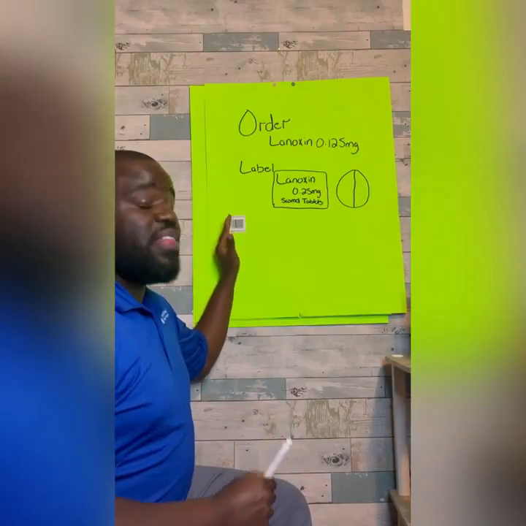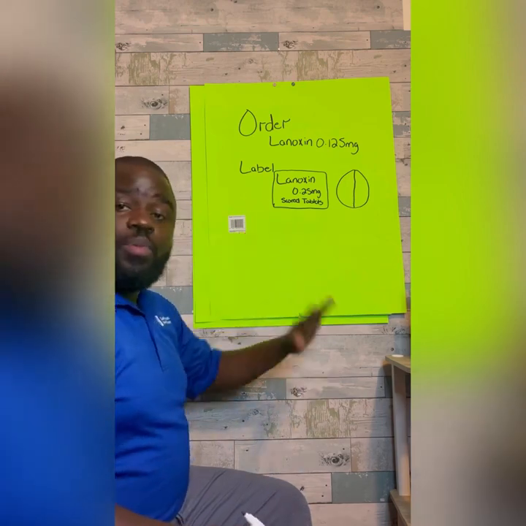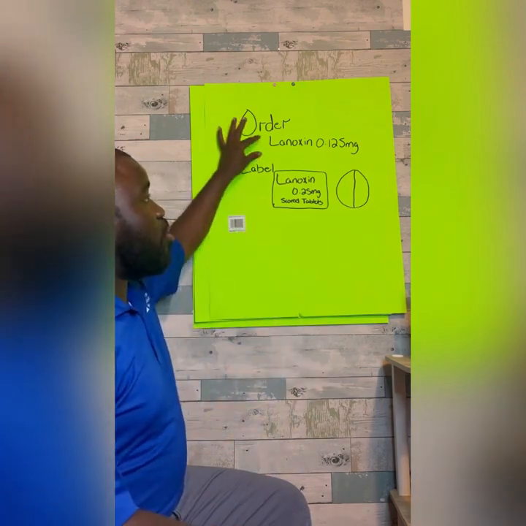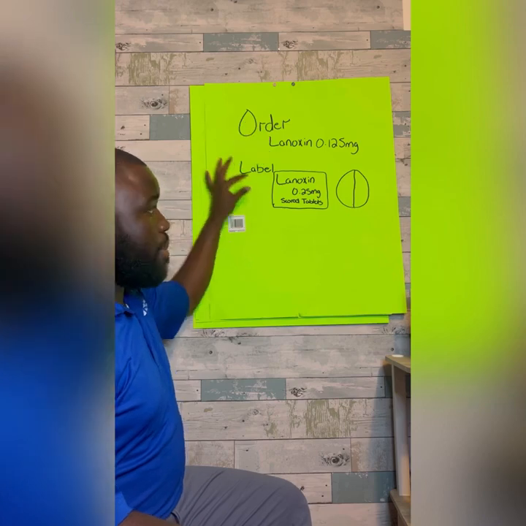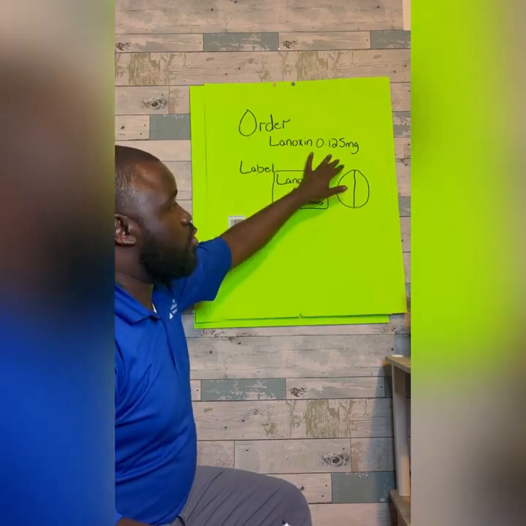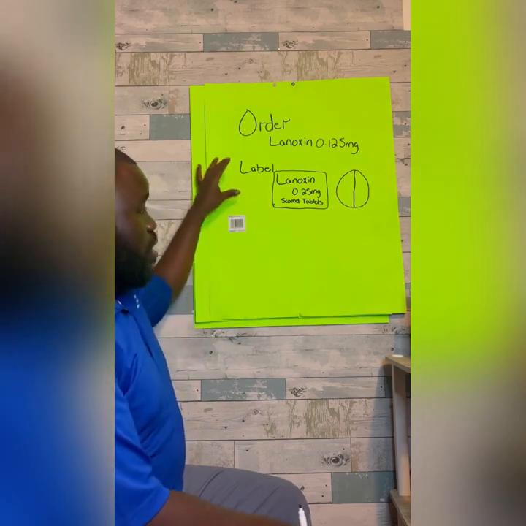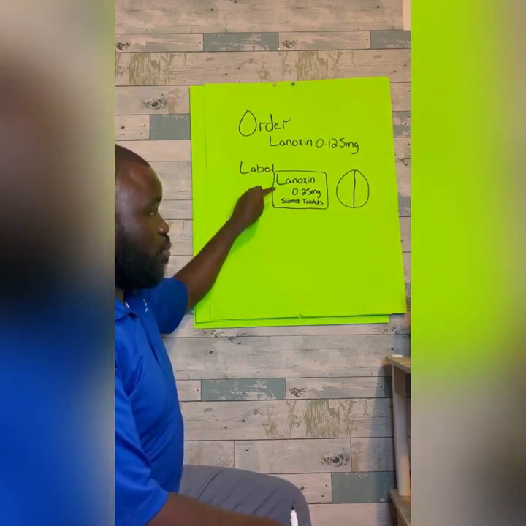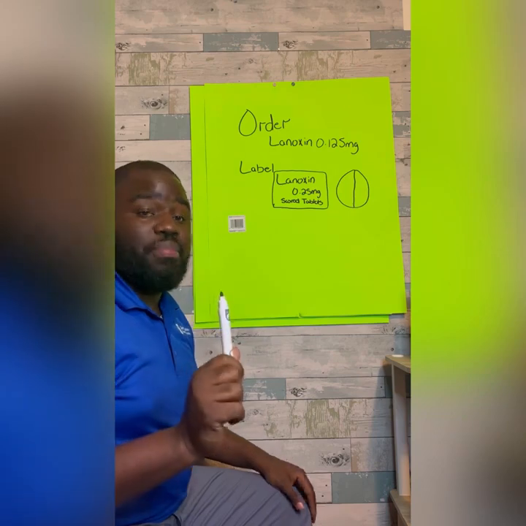I have a new problem set up here. And remember, before we do anything, we need to make sure that our order, the name of the drug, matches what we have on hand. So the doctor ordered Lanoxin 0.125 milligram, and what we have on hand is Lanoxin 0.25 milligram scored tablets.